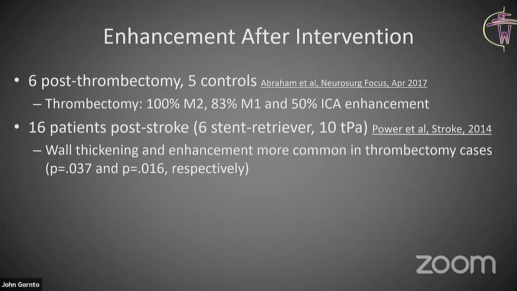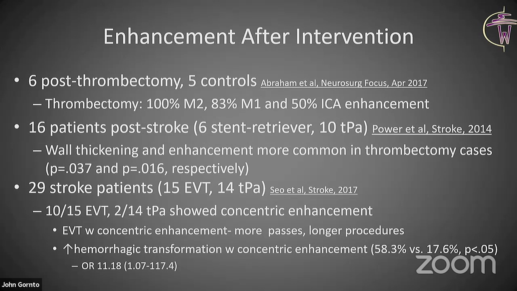Another study from the Toronto group, where they looked at 6 stent retriever and 10 TPA patients, again found a significant difference in terms of that enhancement and wall thickening in the thrombectomy cases. And the last study from a Korean group, where they looked at 15 endovascular cases and 14 TPA cases, they found a significant difference in terms of concentric enhancement, where the selected artery showed enhancement as compared to the TPA cases where there was recanalization.